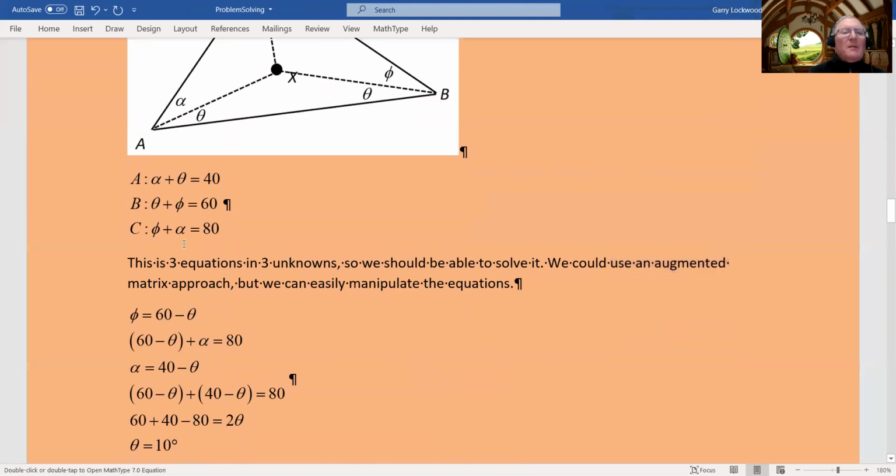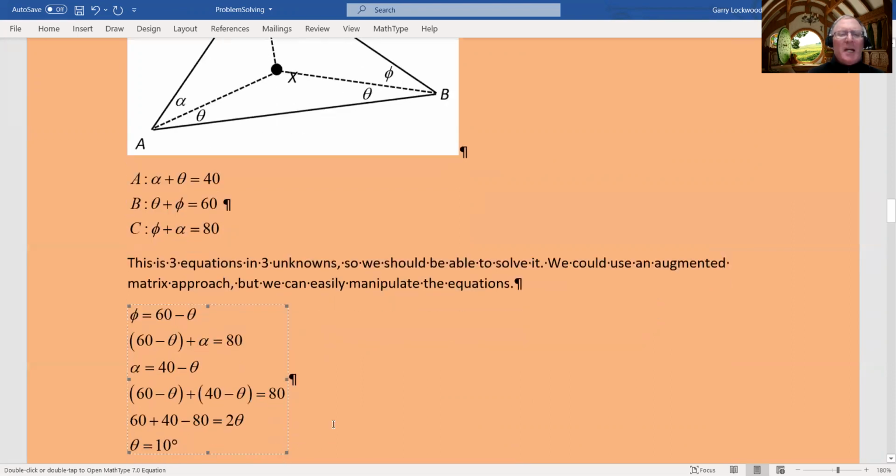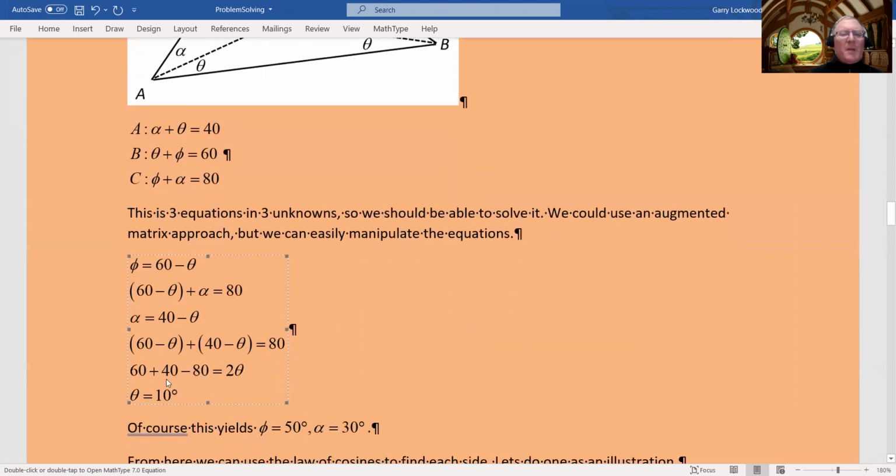So phi is equal to 60 minus theta. I've gone for the second equation first for some reason. And then if I put that into the third equation, I've got 60 minus theta plus alpha is equal to 80. That's this one up here. And then if I come down here, I've got alpha is equal to 40 minus theta. And so if I put that into this equation as well, I get 60 minus theta plus 40 minus theta is equal to 80. And so if I rearrange that, I've got 60 plus 40 minus 80 is equal to 2 theta. Theta is, of course, 10.